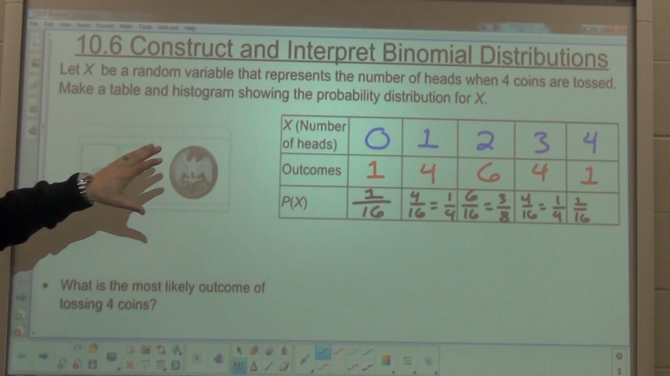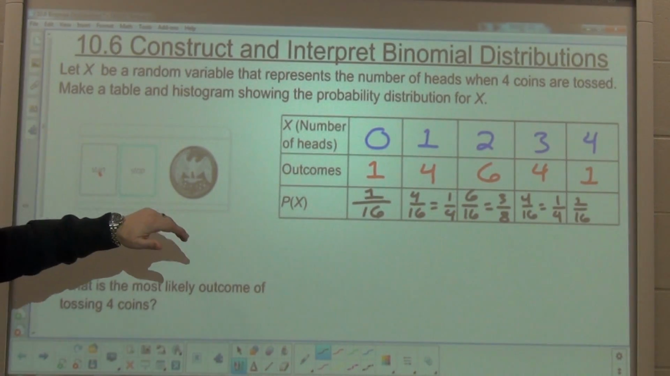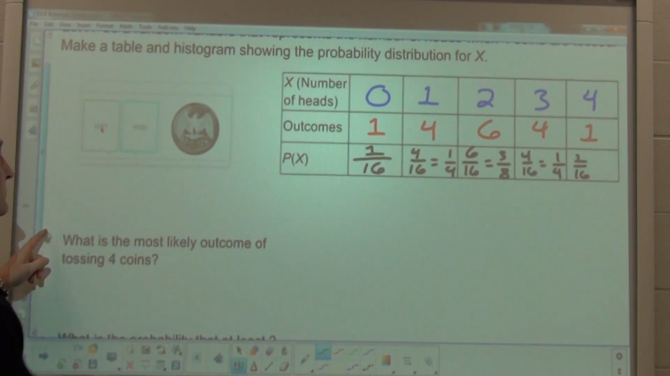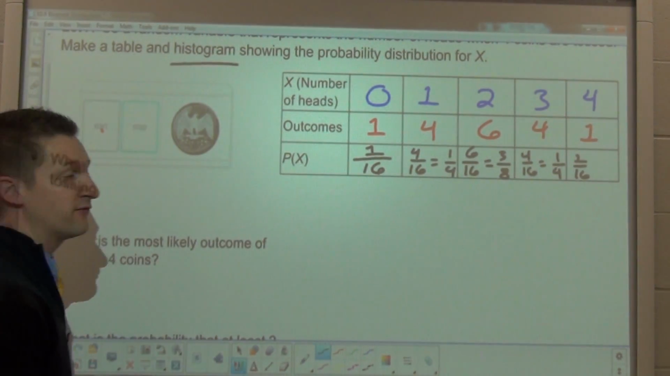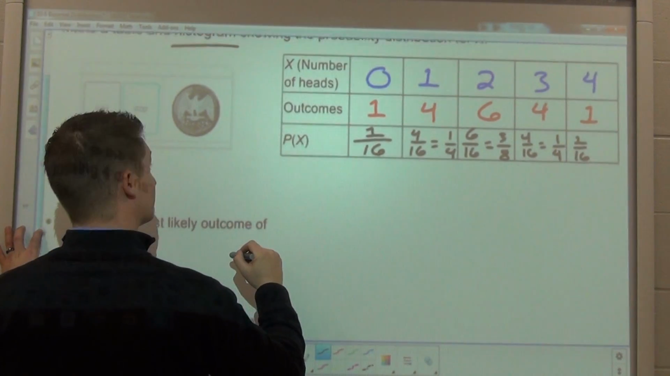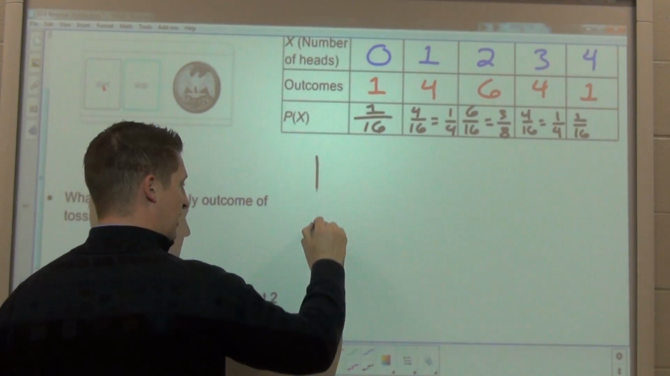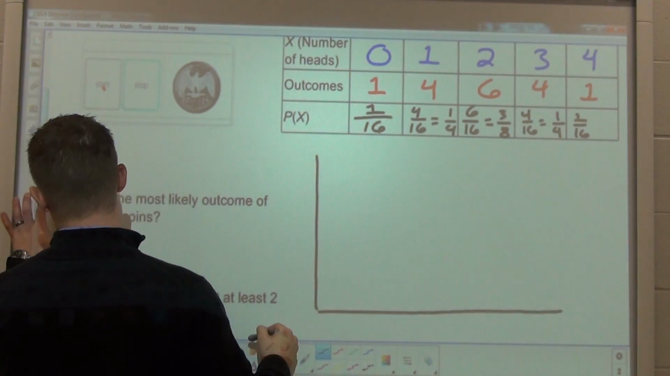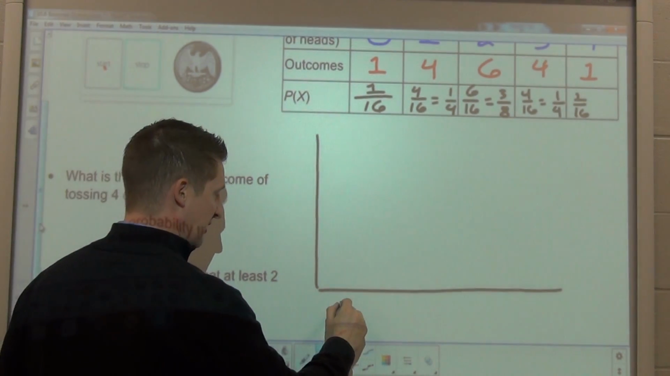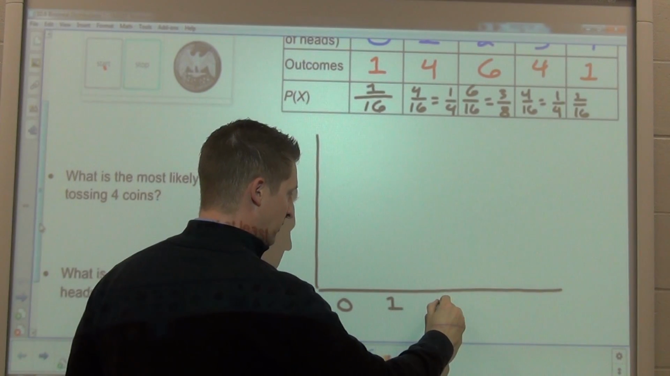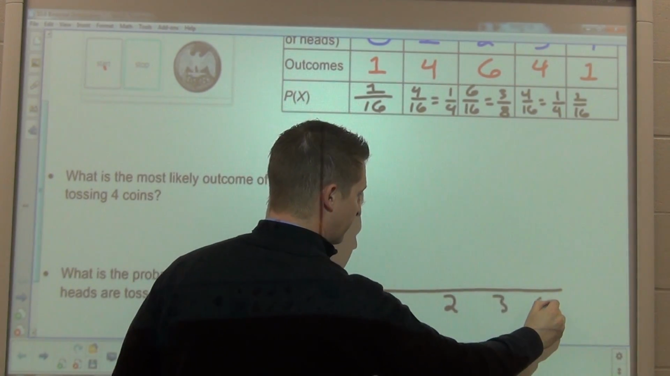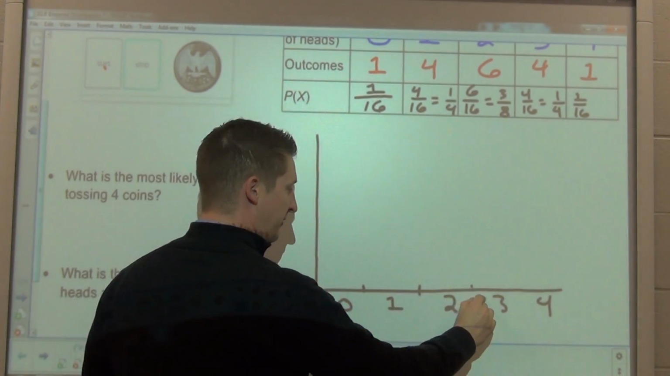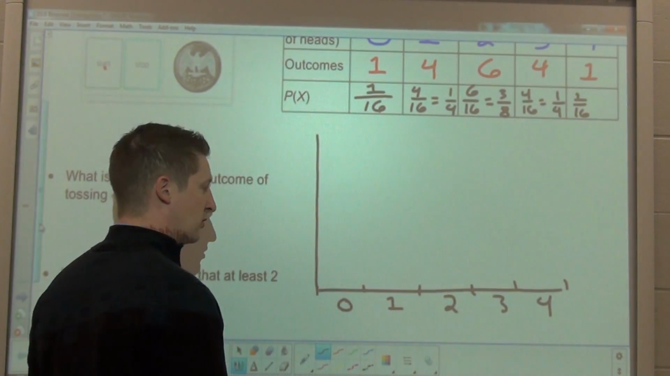Now, there's our table. We're also going to make a histogram showing the probability distribution. So a histogram, see this word? Think of it as a bar graph. So I'm going to draw out a bar graph that shows those items. On the bottom of my histogram, I'm going to split it up into the different possibilities. So I've got 0, 1, 2, 3, and 4. These are the numbers of heads that I could have when I flip the coin.